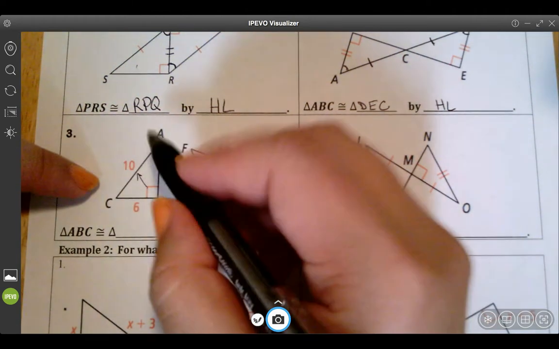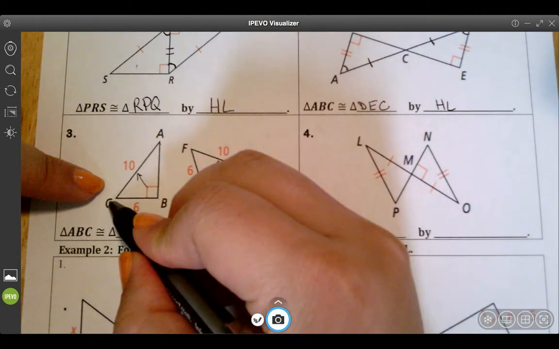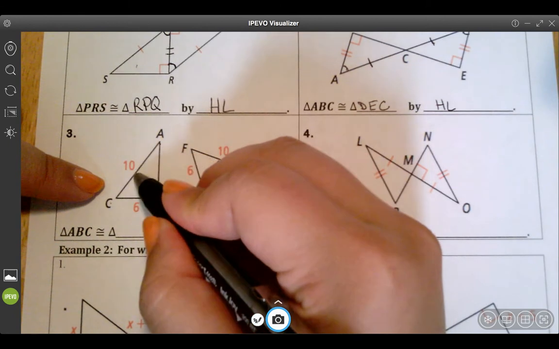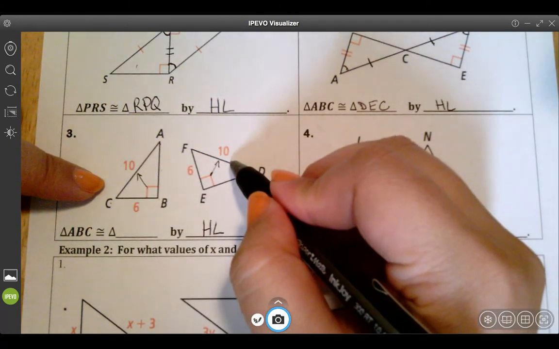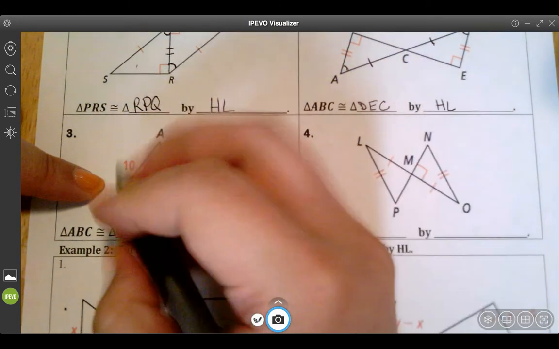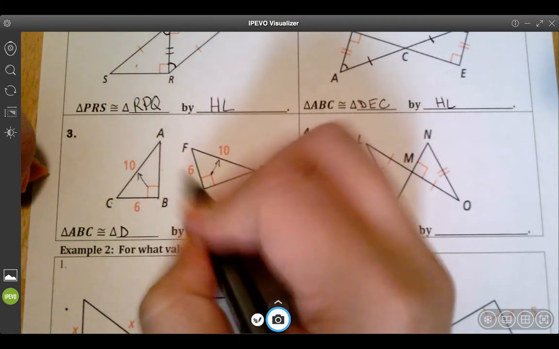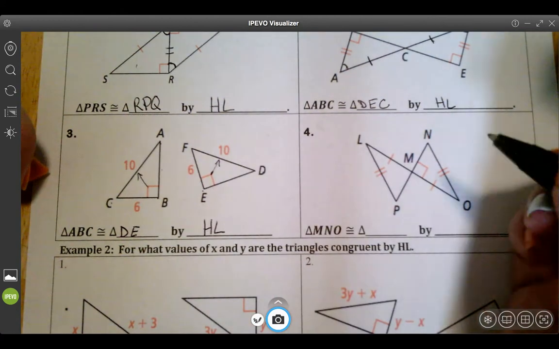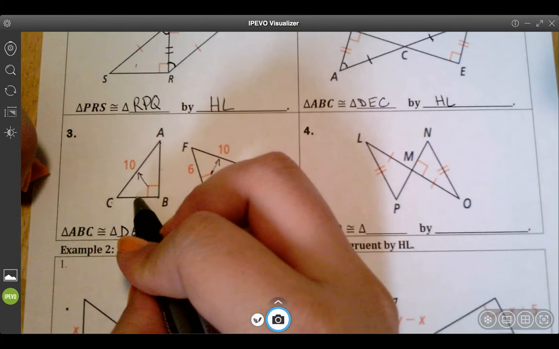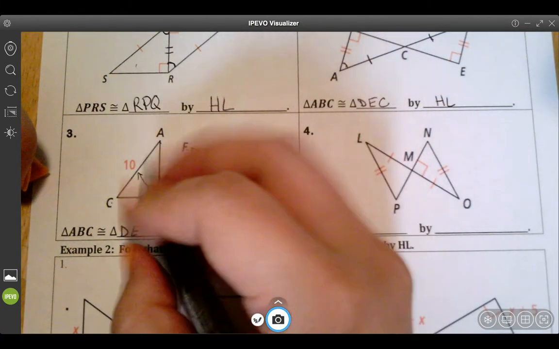Okay, so A, B, C. A is between 10 and I don't know. So between 10 and I don't know is D. B is my right angle. Right angle is E. C between 10 and 6. Between 10 and 6 is F.